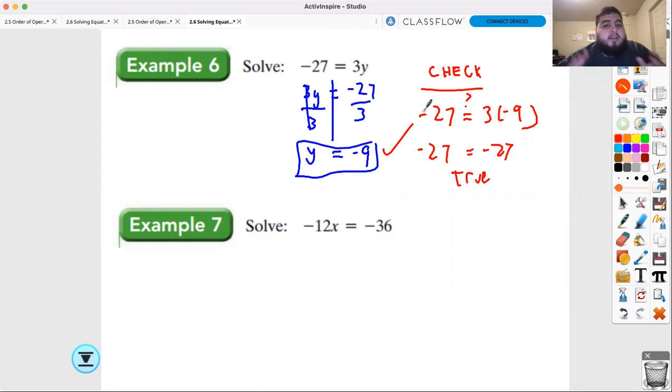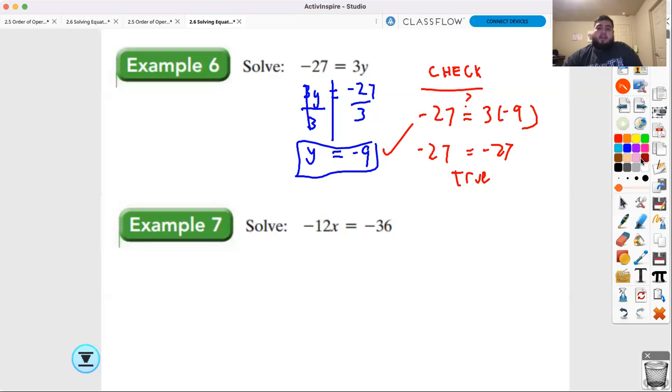Any questions on the solving or the checking? So it's basically the same thing as the previous problems, just flipped around. There you go, exactly. You could keep it flipped around or you can manipulate it the way I did. It's up to you. Example 7, class: negative 12x equals negative 36.